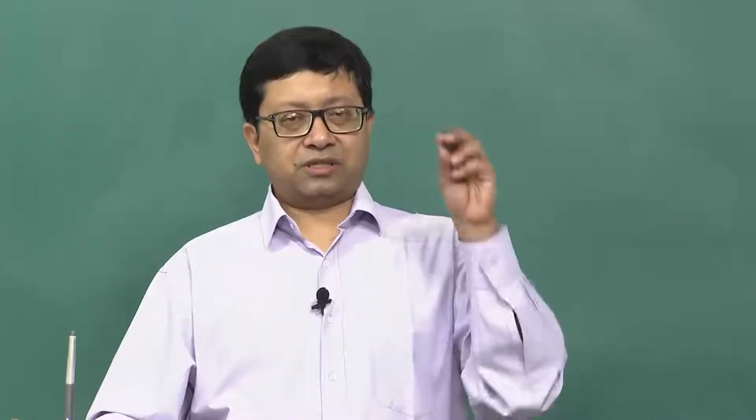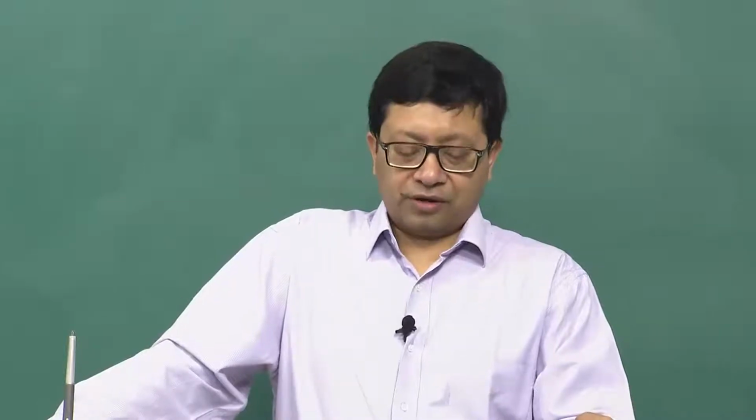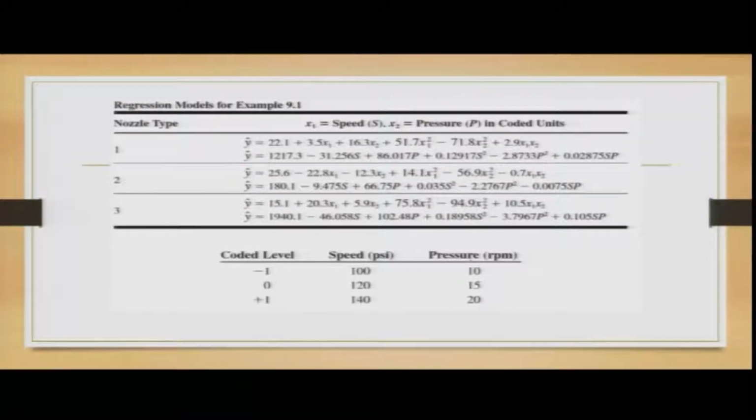Once the machine has been designed, has been purchased, it is fixed. So, try to understand that. The nozzle types are given, if you remember, of 3 types, 3 dimensions, 3 nozzle diameters, and the speeds. I am just repeating it: x1 would be the speed, x2 the pressure, in their coordinate units.